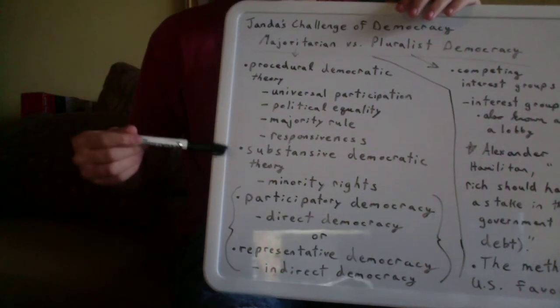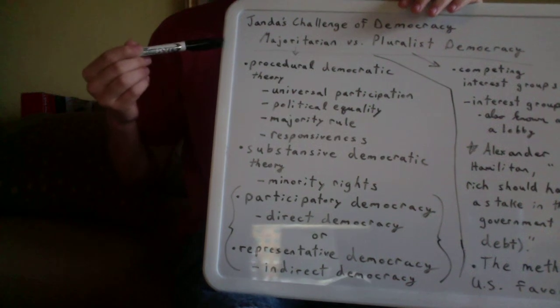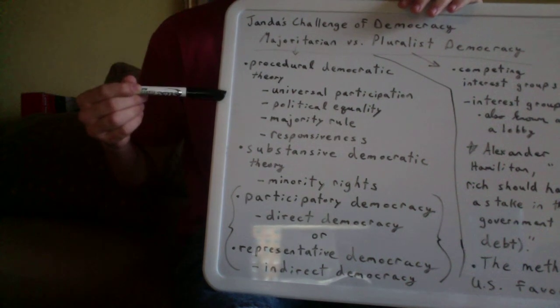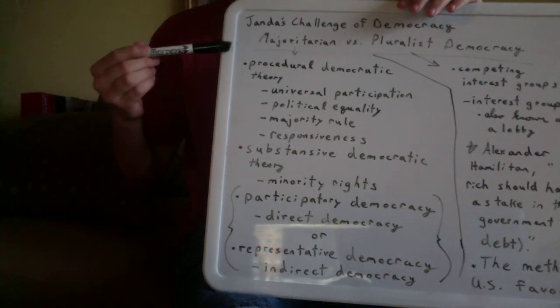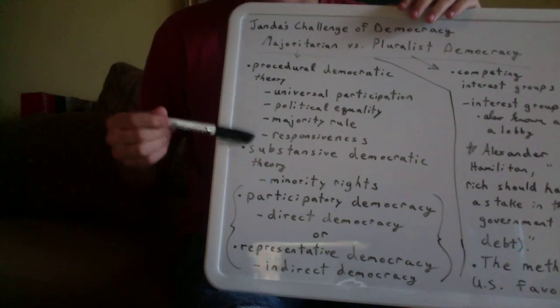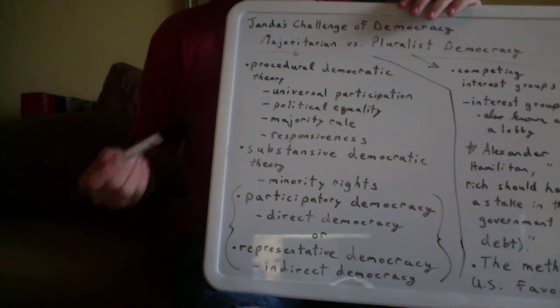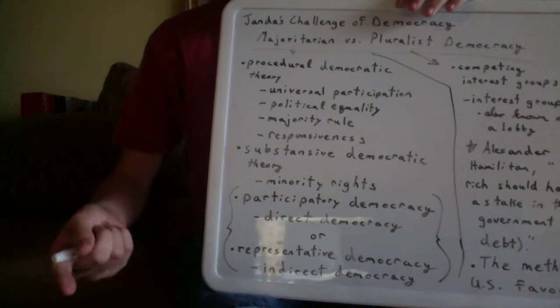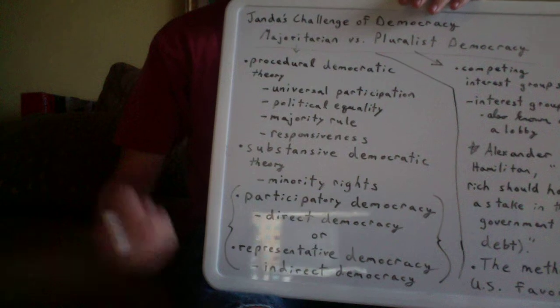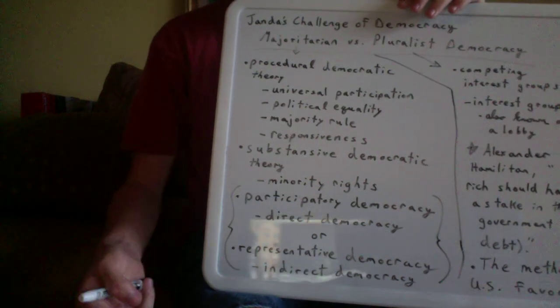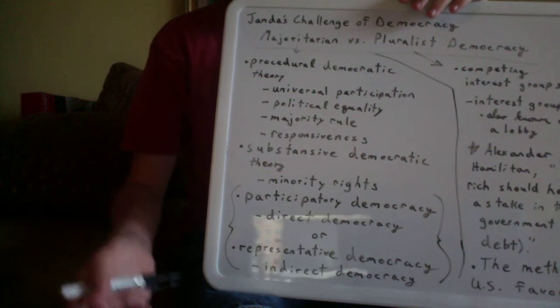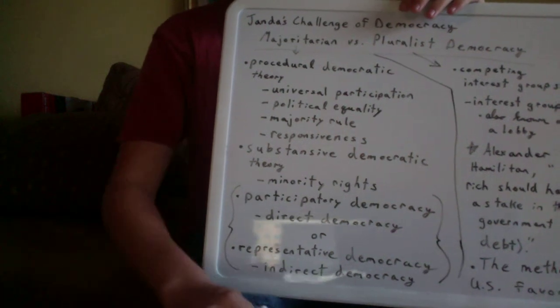These are all the portions of the procedural democratic theory that encompass majoritarian democracy. It's saying that in order for majoritarian democracy to follow the procedural democratic theory, which is sort of like a sub-level of majoritarian democracy, it must meet these four requirements. Okay? So when we think of democracy, we do think of universal participation. Everyone votes. Political equality. Everyone's vote counts the same. Majority rule. The majority rules. And responsiveness. Government should respond to the majority rule.